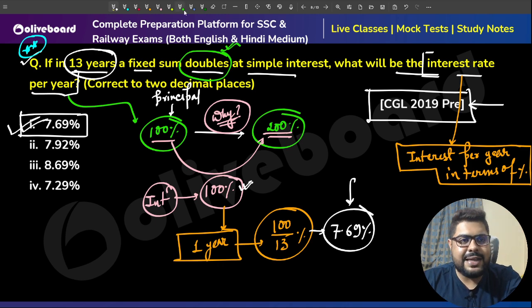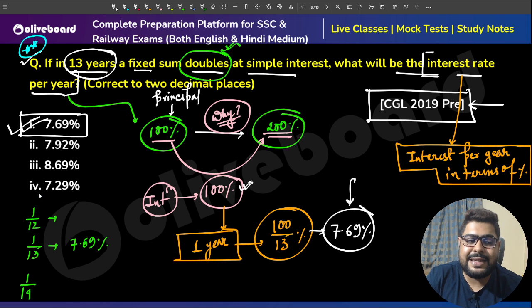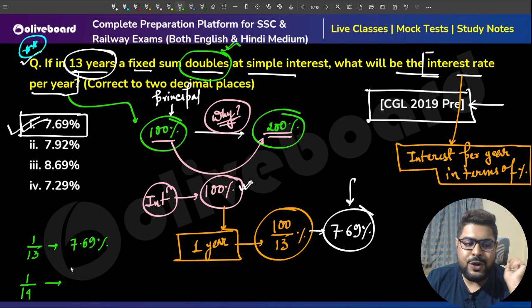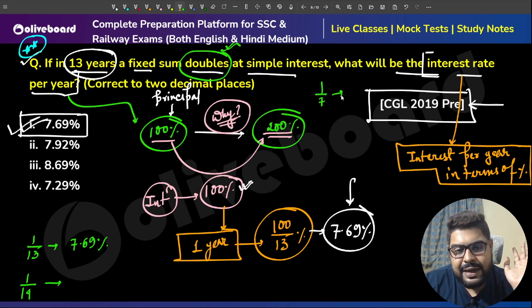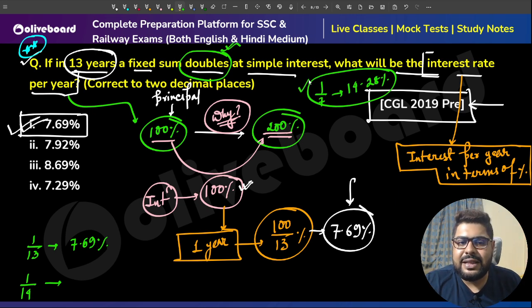As I'm giving you 1 by 13, let me give you something supplementary. This is 7.69%. At least one before, one after. 1 by 12 you can calculate, because it's easier to calculate. But 1 by 14, let me give you at least that one. It is not an exact value, so that becomes very, very important. So remember 1 by 7 is 14.28%. Sir, 1 by 14 becomes exactly the opposite.